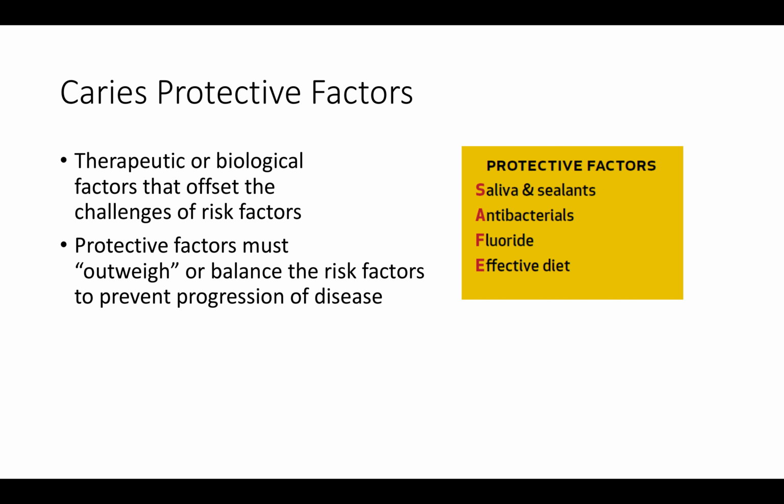And then there are the caries protective factors. So these are therapeutic or biological factors that sit on the other side of the balance. So these are things like good saliva or healthy saliva, sealants that protect the tooth surface, antibacterials which affect the bad bacteria, fluoride which again strengthens the teeth against the insults of the biocorrosive products from bacteria, and diet which is either non-cariogenic or contains elements that promote remineralization of teeth.